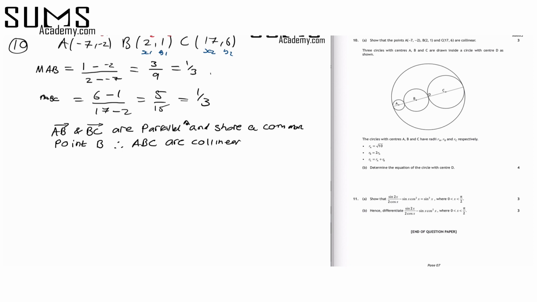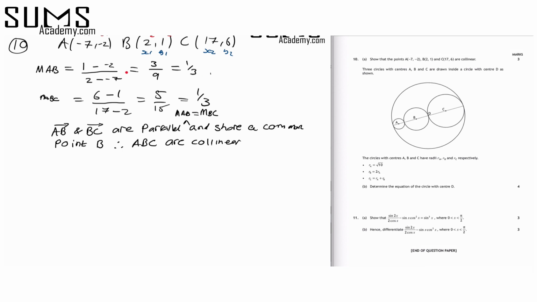You could even put in a point saying m AB equal to m BC. Okay, and so for your 3 marks, you need to find the gradient of the first one, and then find the gradient of the second line, and then make this statement here to get your 3rd mark.